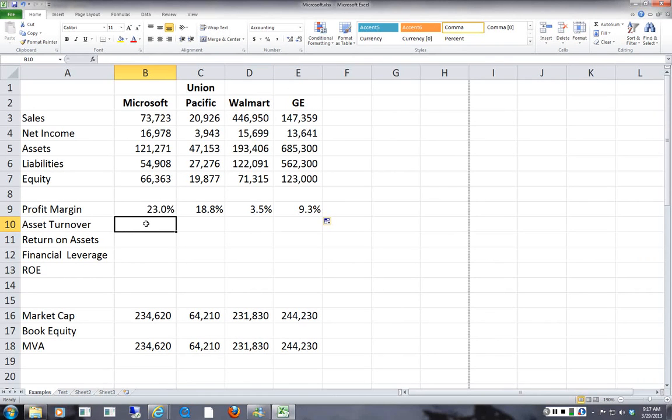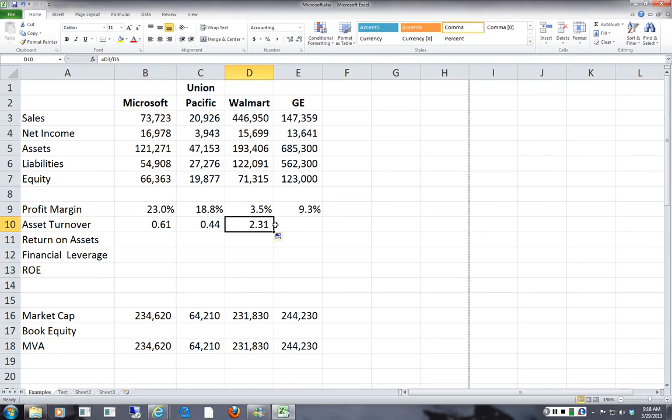Now, asset turnover is the next one we're going to take. Asset turnover is sales divided by assets. So it's 0.61 for Microsoft, 0.44 for Union Pacific, 2.31 for Walmart. So Walmart doesn't make much on each unit it sells, 3.5% on the average, but it turns it over lots, 2.3 times.